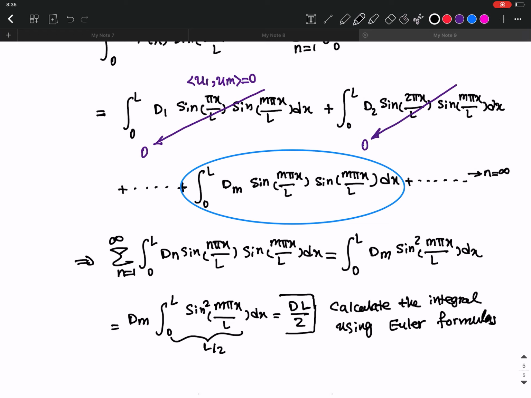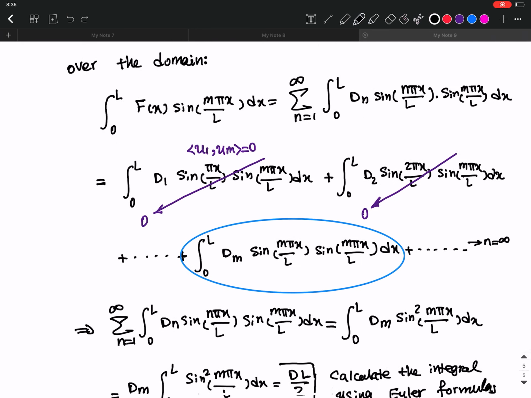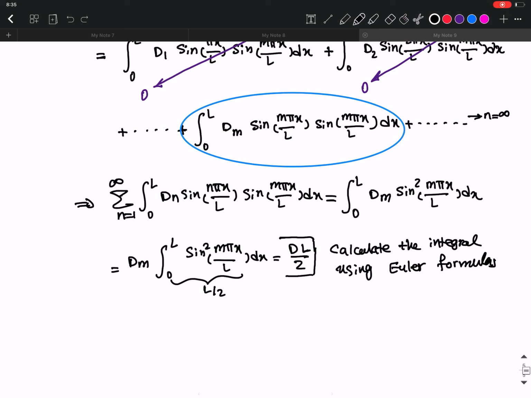Okay, so here we are left with this. So this tells us that the integral is dm times L over 2, and this is dm. So let me write it again. So this is going to be dm times L over 2.